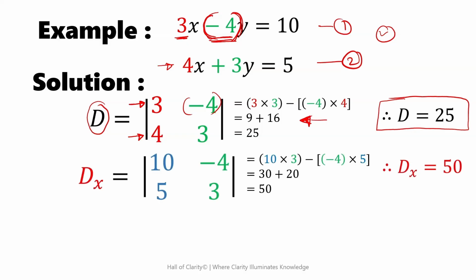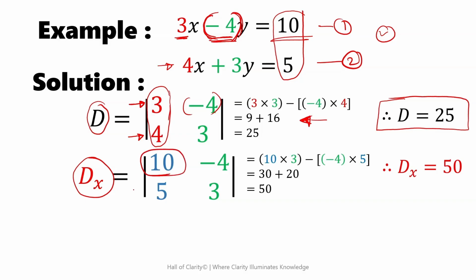Similarly, we will write determinant Dx. Now we all know how to write determinant Dx. To write this determinant Dx, we replace the column of coefficients of x with the constants of both the equations. So the constant of the first equation is 10. We write it over here in the first row and first column. Similarly, we write the constant term of the second equation in the second row and first column.